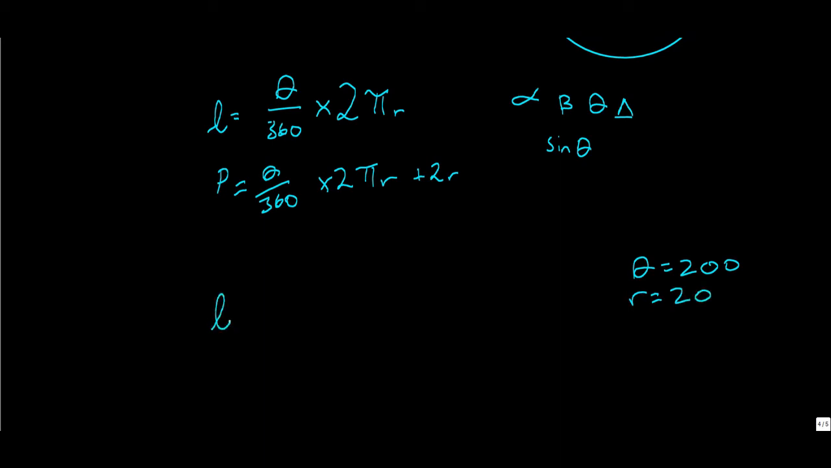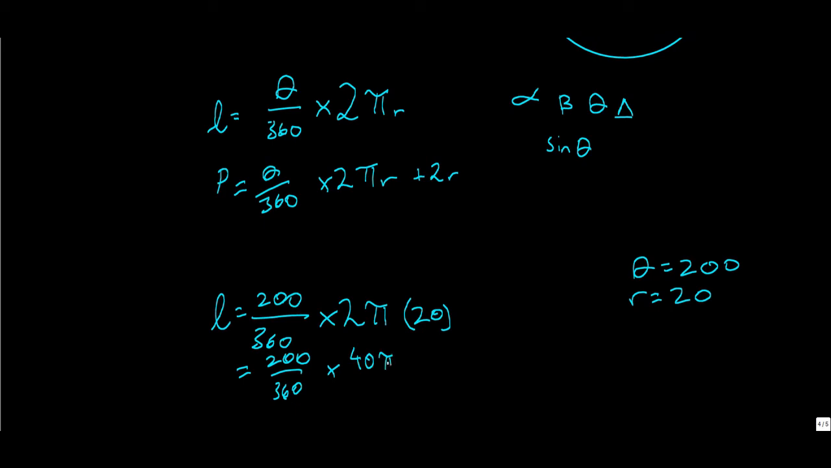Okay, so L equals 200 on 360 times 2 pi. Now we should all know this from our substitutions. You make a bracket, 20, right? Now this is equal to 200 on 360 multiplied by 2 times 20 is 40. So that's there's two coefficients. So it becomes 40 pi on 1.